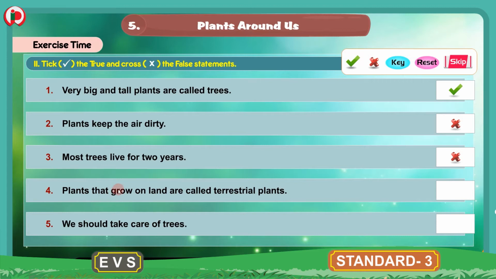4. Plants that grow on land are called terrestrial plants. So the plants which grow on land are called terrestrial plants. Yes, this is a true statement. We will put a tick mark in the box. 5. We should take care of trees. Yes, this is also a true statement. So we will put the tick mark here in the given box. So this is about the true and false bit under exercise time. Now we will move to the next bit.